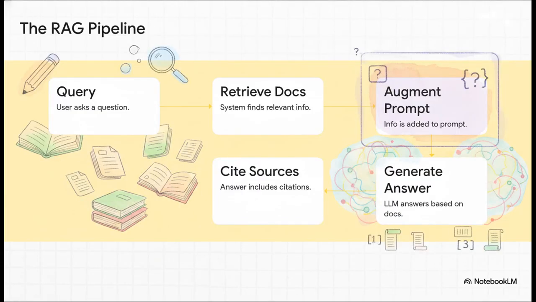Here's how that works in practice. A user asks a question. The system first goes and retrieves relevant documents from some knowledge base, say your company's internal wiki. Then it literally stuffs that information into the prompt, right there with the original question. And then it asks the LLM to generate an answer based on that specific context. And this is so important, to cite its sources.